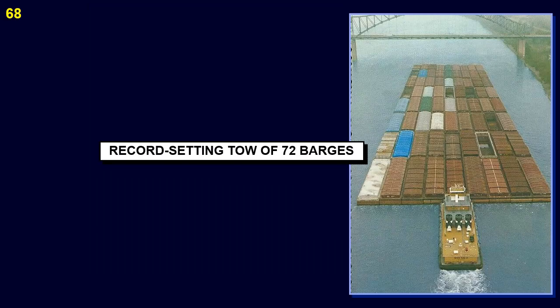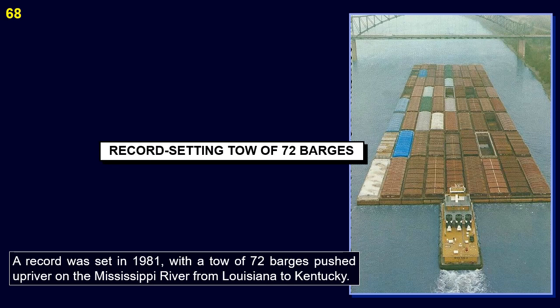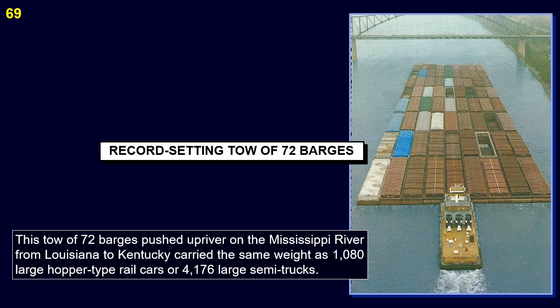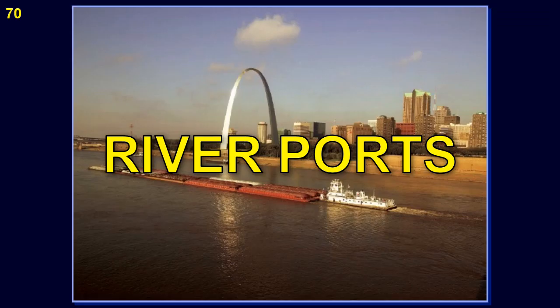A record was set in 1981, with a tow of 72 barges pushed upriver on the Mississippi River from Louisiana to Kentucky. This tow carried the same weight as 1,080 large hopper-type rail cars, or 4,176 large semi-trucks.